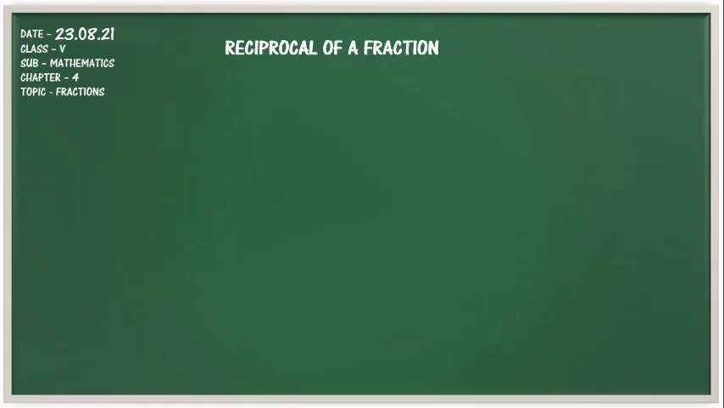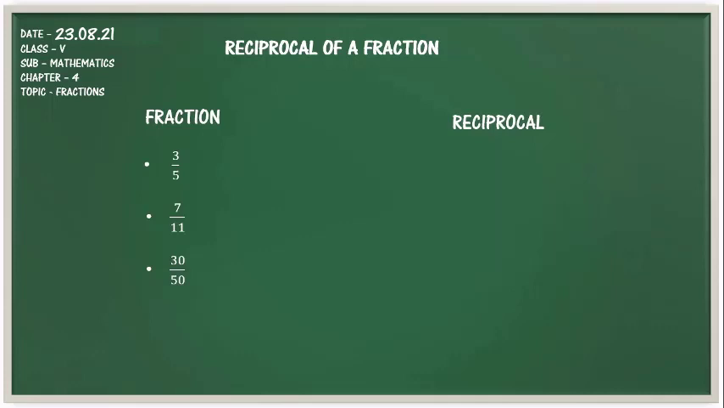The reciprocal of a given fraction means another fraction obtained by interchanging the denominator and the numerator of the given fraction. For example, 3 by 5, 7 by 11 and 30 upon 50. Here we interchange the positions of the numerator and denominator with each other, which means that 3 upon 5 can be written as 5 upon 3.